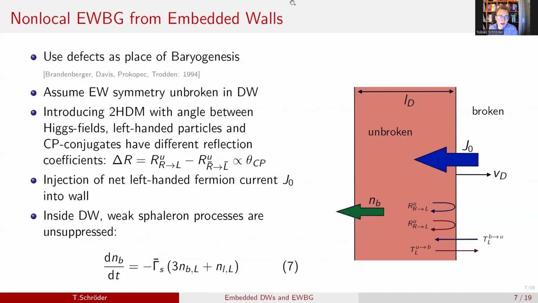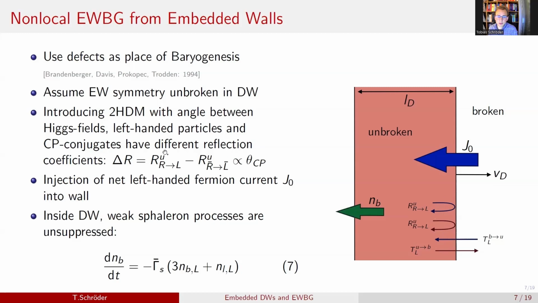Next, I want to explain how a baryon asymmetry is obtained via non-local electroweak baryogenesis with domain walls. For this, let us consider a domain wall after the electroweak phase transition, such that outside of the wall the electroweak symmetry is broken, but inside of the wall the electroweak symmetry is restored. The domain wall will then move with a velocity vd with respect to the plasma. We can then introduce a 2 Higgs doublet model with a relative angle between the 2 Higgs doublets in such a way that left-handed particles and their CP conjugates have different reflection coefficients and different transmission coefficients.